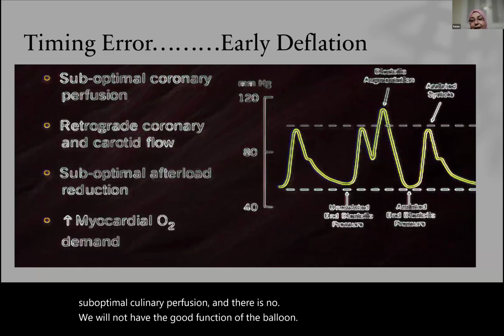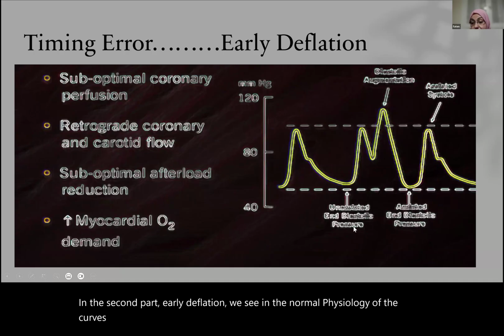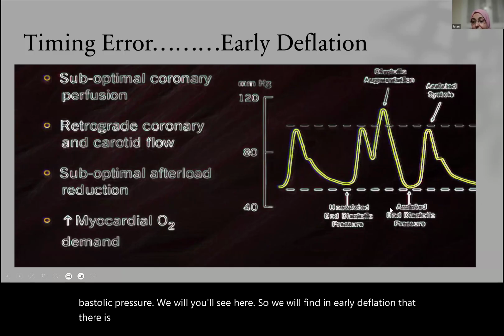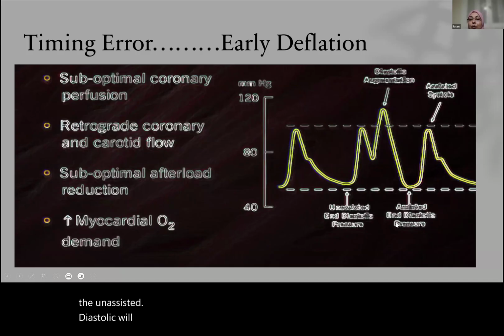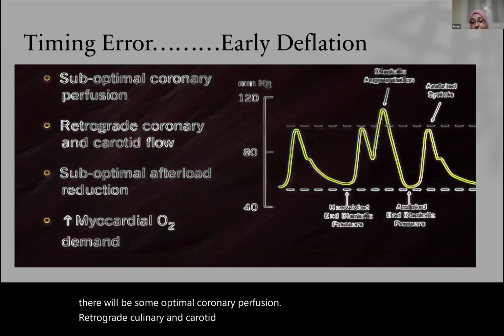In the second part, early deflation: in the normal physiology of the curves, unassisted end diastolic pressure should be higher than assisted end diastolic pressure. You'll see here, in early deflation we find that the unassisted and assisted diastolic pressures will be the same, so there is no benefit from the intra-aortic balloon pump. So there will be suboptimal coronary perfusion, retrograde coronary and carotid flow, suboptimal afterload reduction, and increased myocardial oxygen demand.